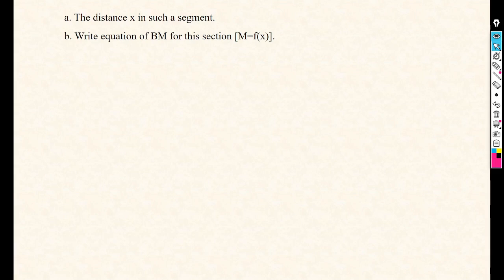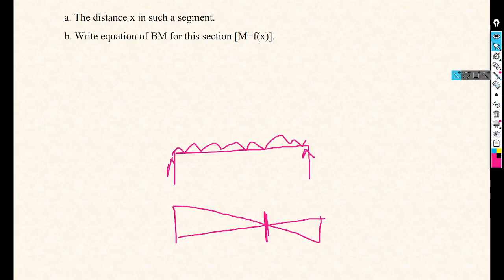Then find the distance x in such a segment, as we discussed. For this simply supported beam, the shear force is zero at this point, so the bending moment is maximum at that point. So what we need to do is calculate the distance of that point by considering, let's say, this distance is x.